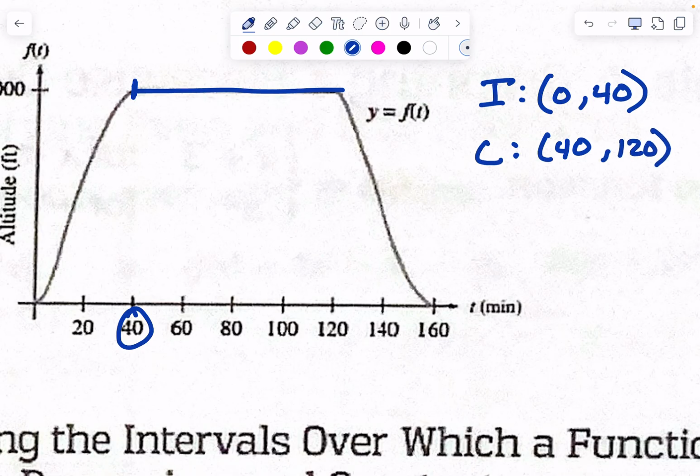I'm going to put a parenthesis because at 40 exactly, it is neither increasing nor constant nor decreasing. So each time I go through, it gets a parenthesis. Does that make sense? At those places where it changes from increasing to decreasing to constant, it is neither increasing nor decreasing. That's why you don't use a bracket. Make sense? Okay.